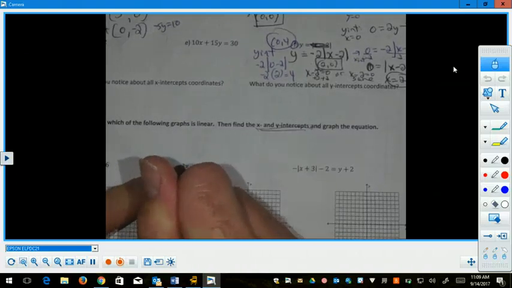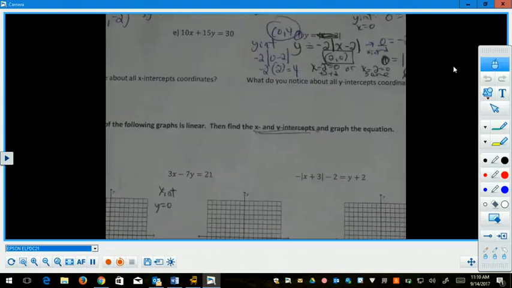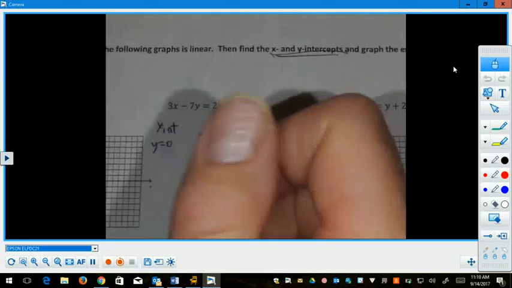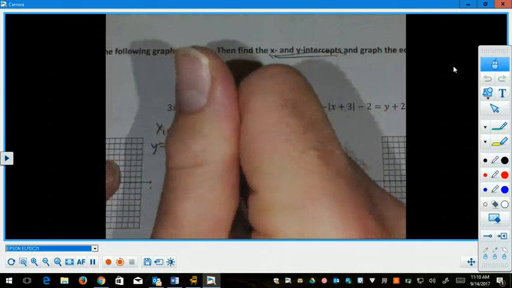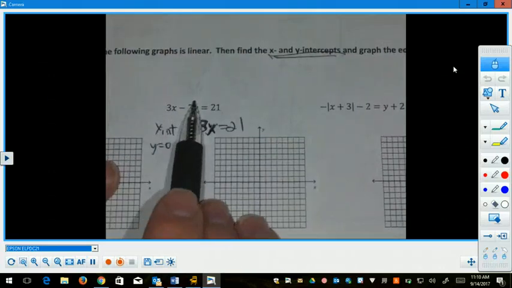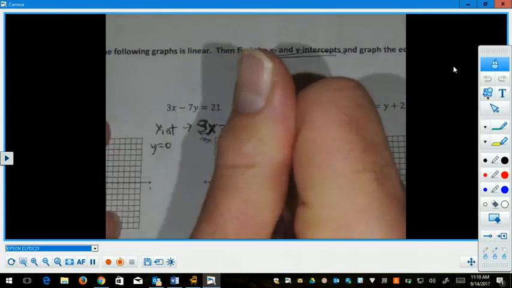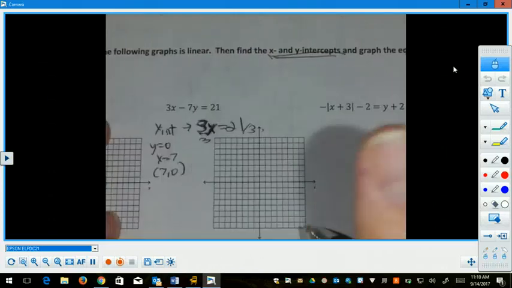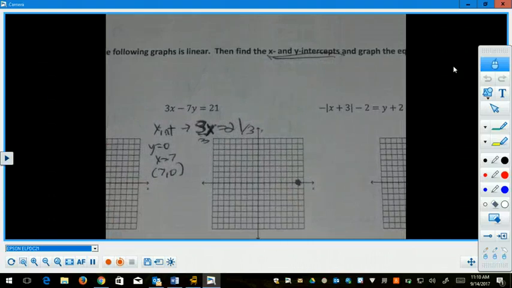So I let y equal 0. And letting y equal 0, that leaves me with, no, sorry, 3x equals 21, because my y goes away. So I'm left with 3x equals 21. Divide by 3, x equals 7. So my ordered pair is (7, 0). And I can plot that on my x-axis.